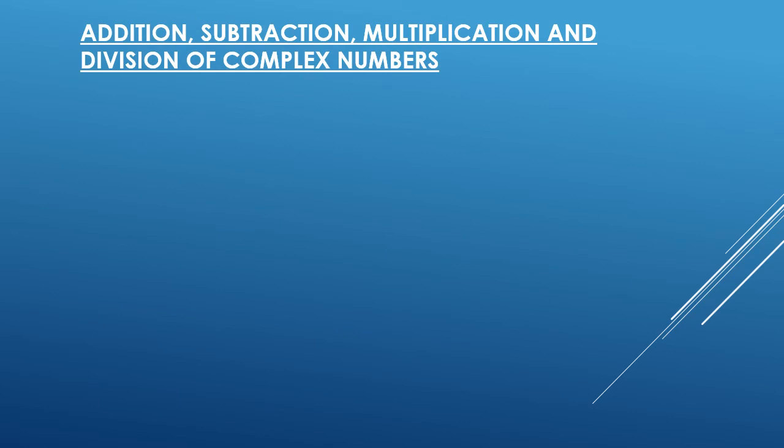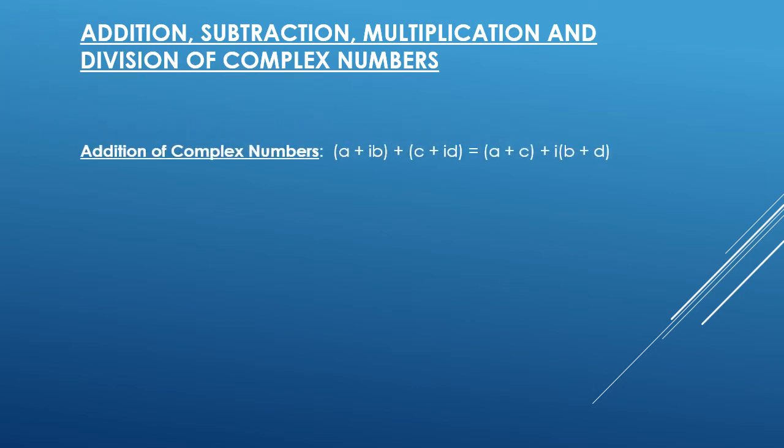The next topic is addition, subtraction, multiplication and division of complex numbers. The first part is addition of complex numbers. If we have two complex numbers a plus iota b and c plus iota d, then we can add these two complex numbers as a plus iota b plus c plus iota d. This will be equal to a plus c plus iota times b plus d.